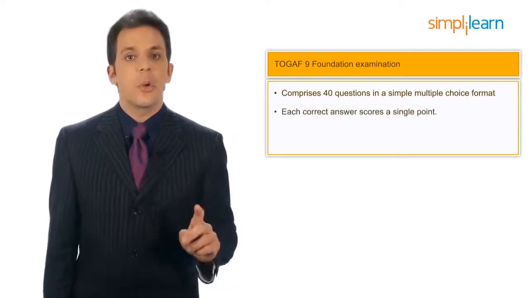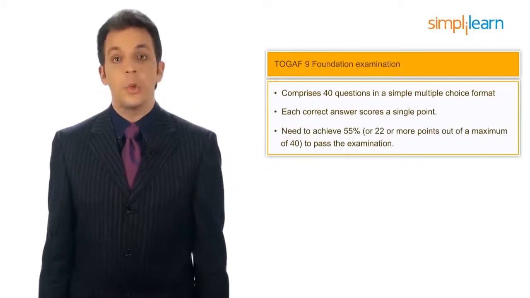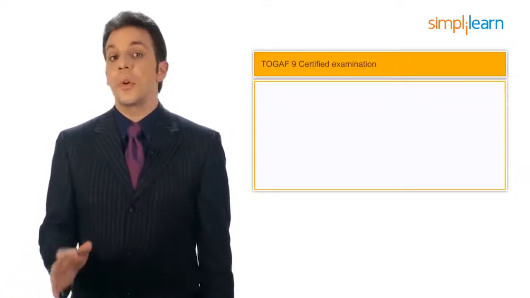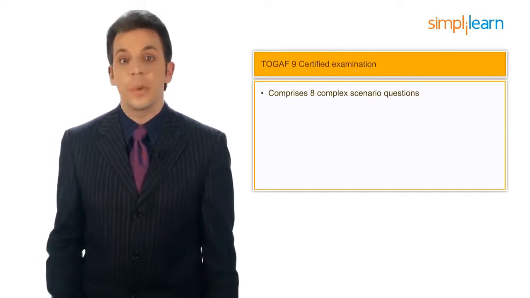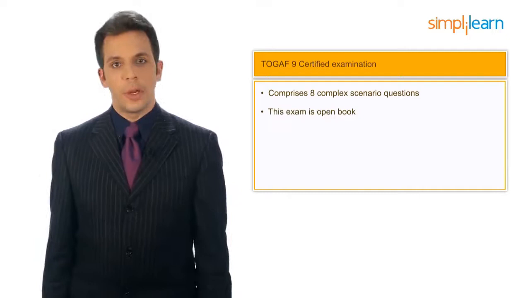Each correct answer scores a single point. You need to achieve 55% or 22 or more points out of a maximum of 40 to pass the examination. The TOGAF 9 Certified examination, also called TOGAF 9 Part 2 examination, comprises 8 complex scenario questions with gradient scoring. This exam is open book and covers the complete Level 2 learning outcomes.